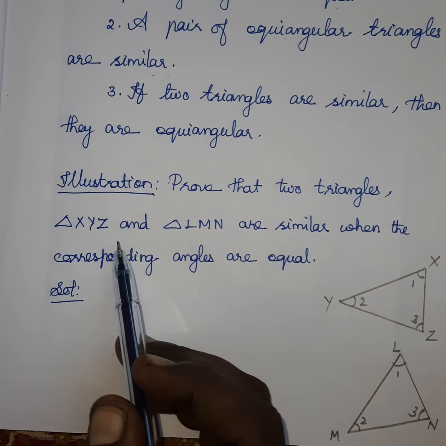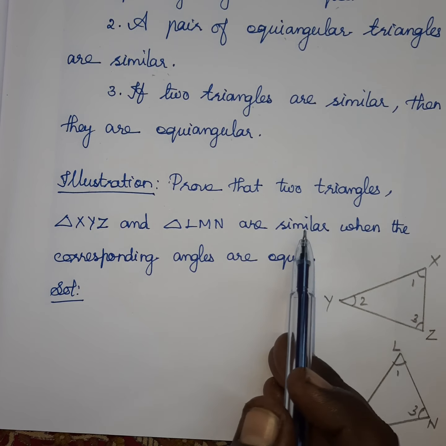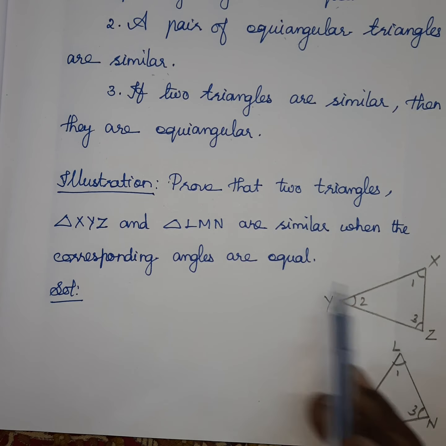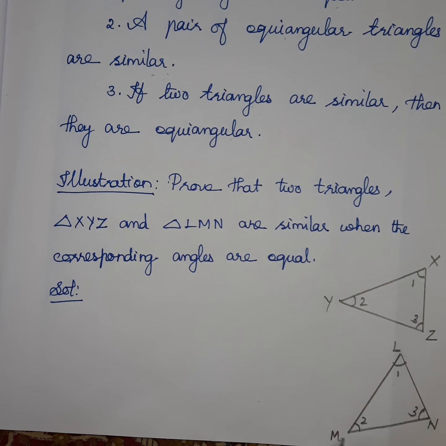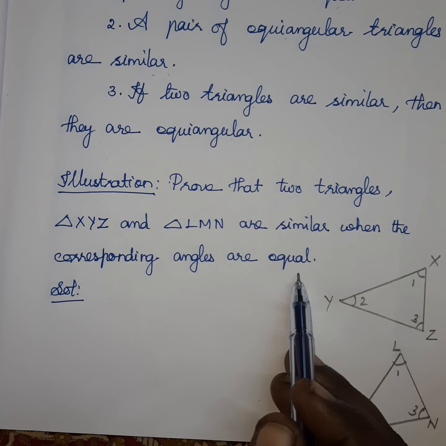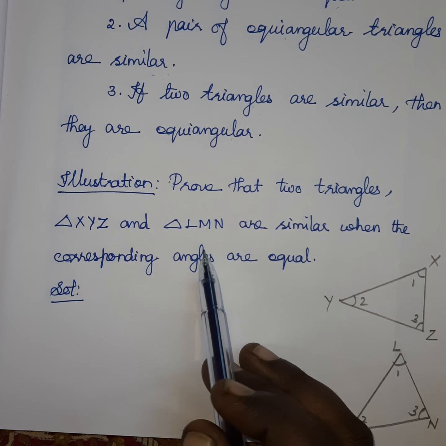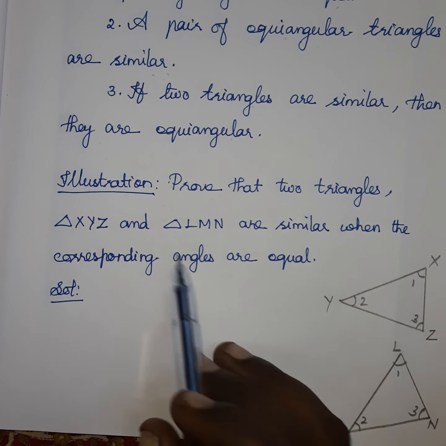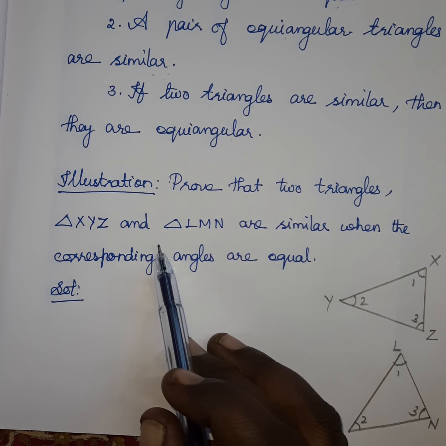Let us learn the illustration. Prove that two triangles, triangle XYZ and triangle LMN, are similar when the corresponding angles are equal. So we have to prove the triangles are similar when the corresponding angles are equal.